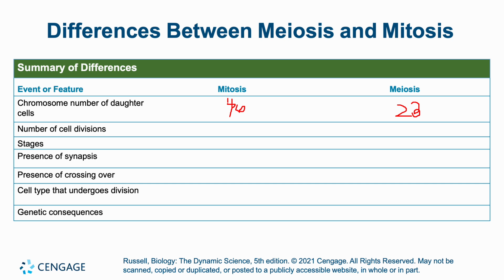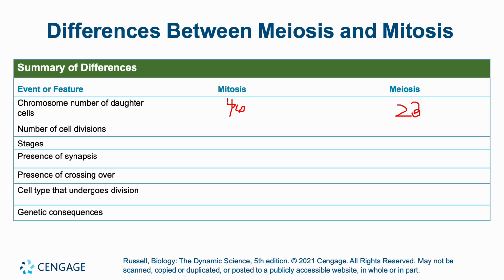Sa stages, yung difference nila, masyadong marami, but we can just say, sa mitosis, we have the PMAT, prophase, metaphase, anaphase, telophase. And then for meiosis, we have PMAT1 and PMAT2, or P1, M1, A1, T1, P2, M2, A2, and T2. So, those are the stages. So, in total, meron tayong 4 stages only sa mitosis. On the other hand, for meiosis, we have a total of 8 stages.